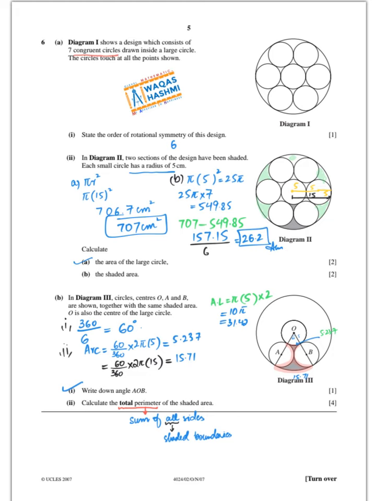Alright, now we have all the arc lengths, we need to add them. So we have 5.237 plus 15.71 plus 31.42. Add them and you will get the total perimeter. That is equal to 52.367, which is rounded off to 52.4, and the unit is what? The length is given in centimeters, 52.4 centimeters. That is your final answer.